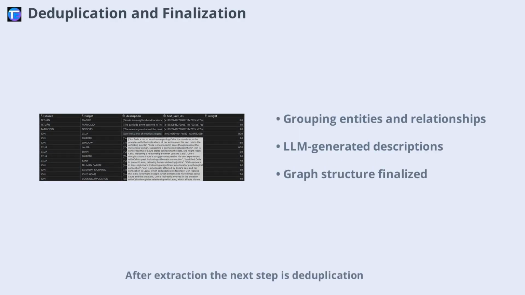After extraction, the next step is deduplication. Entities are grouped by their title and type, while relationships are grouped by their source and target nodes. The language model is prompted to write a detailed description for each unique entity and relationship, synthesizing information from all occurrences. However, deduplication isn't perfect sometimes. Similar entities like John and John Marquez remain separate. Once deduplication is complete, the entities and relationships are represented as nodes and edges in a graph, using the NetworkX library, capturing the full structure of the knowledge graph.